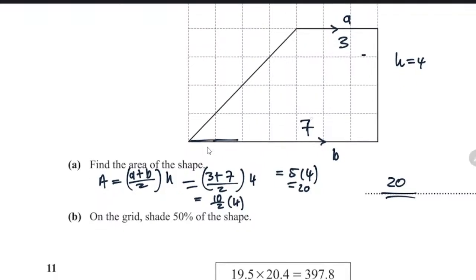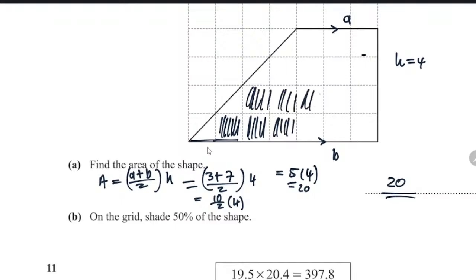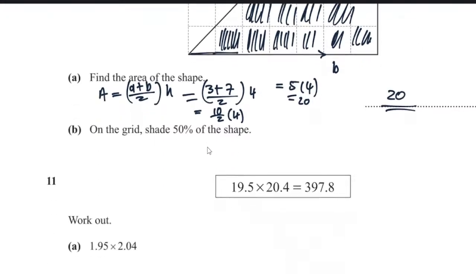Then they said shade 50% of this shape. So here you've been told the area is 20 boxes. So you must just shade 10 boxes, okay? You'd have done 50%. 1, 2, 3, then 4, then 5, then 6, then 7, then 8, then 9, then 10. Are we together?